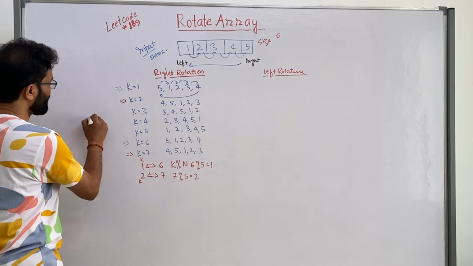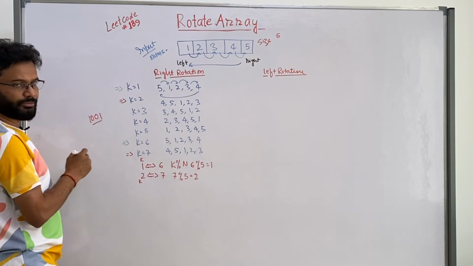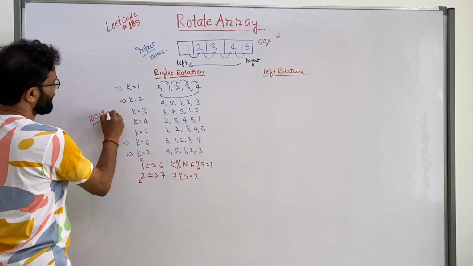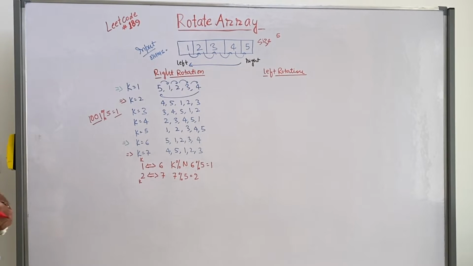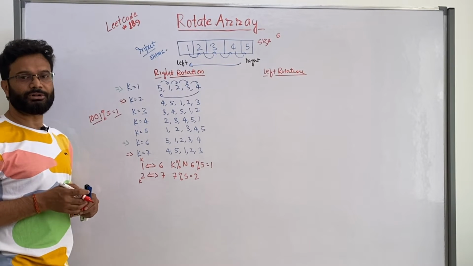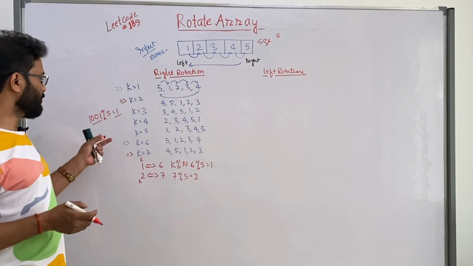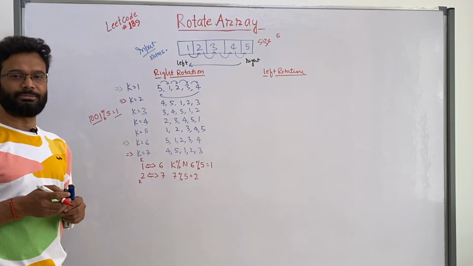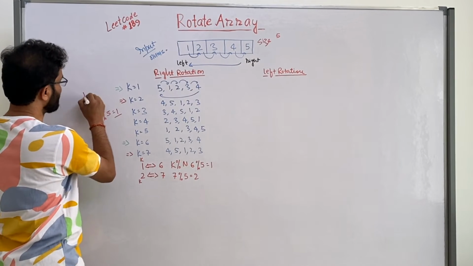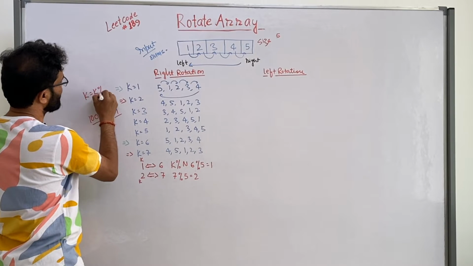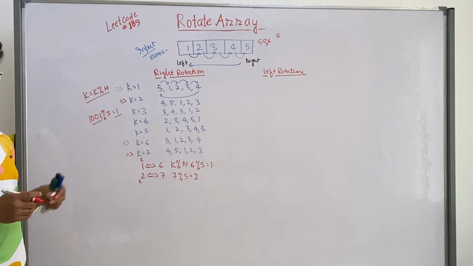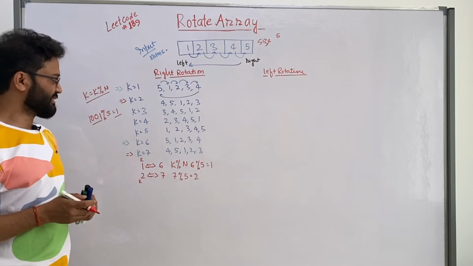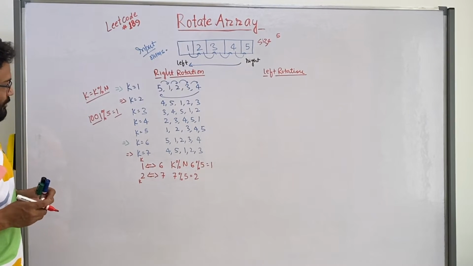Even if you rotate 1001 times, if you do mod 5, you will get 1. So if you are asked to rotate this array 1001 times, what will you do? No need to rotate 1001 times, just rotate 1 time. So you should always make k equal to k mod n, never go for the full k. So you can reduce the number of rotations. This is the one observation we got.